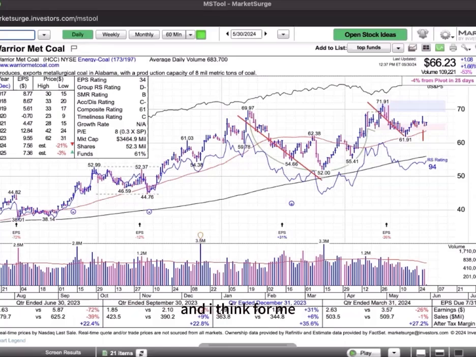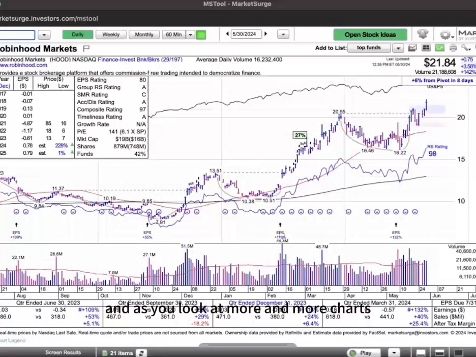Yeah, and I think for me, that symmetry look is something that you get from studying past precedents. As you look at more and more charts, you can see how a volatility contraction should look. And in my mind, that's the symmetry we're talking about.